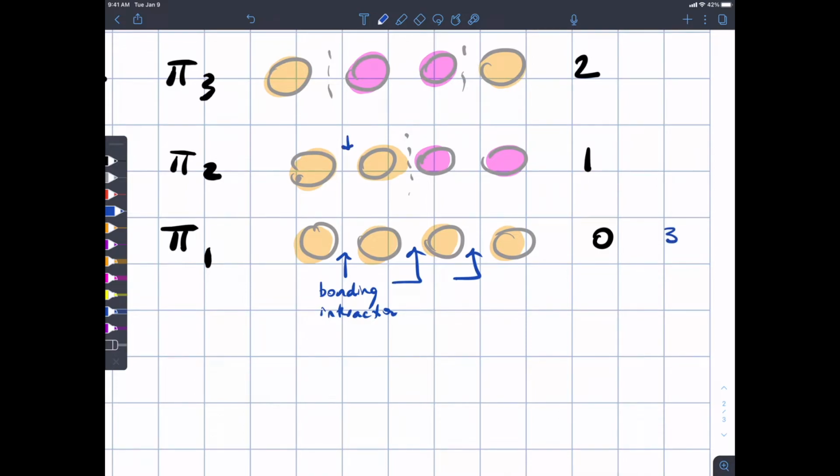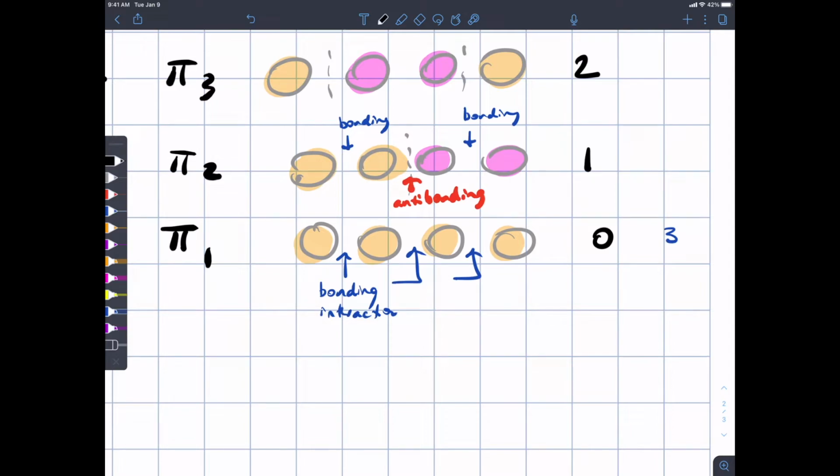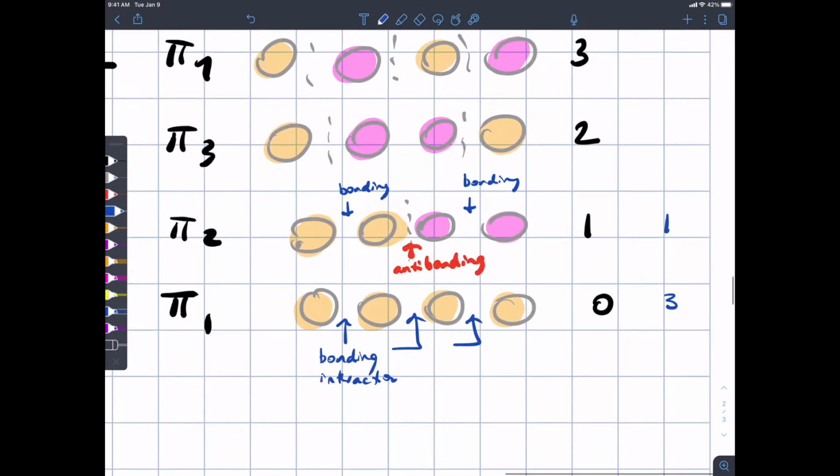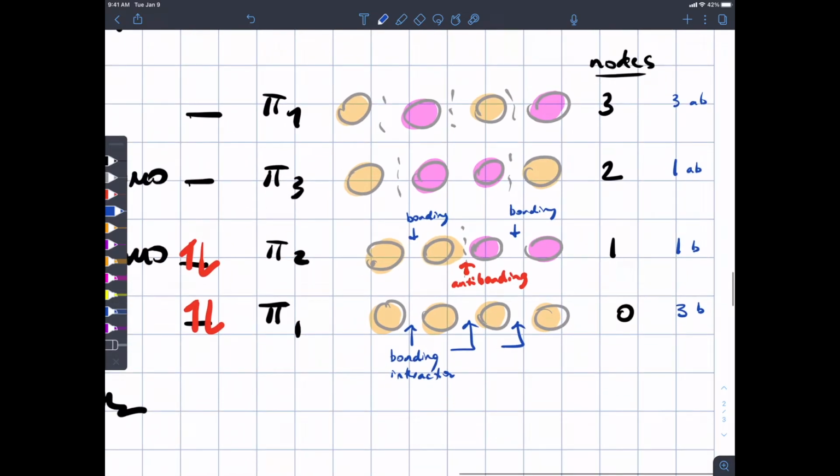In the next orbital, you have 2 bonding interactions, but you have 1 anti-bonding interaction because you have a place in between the 2 atoms where the wave function sign goes to 0. And so overall, we have a net 1 bonding interaction. And similarly here, we have 1 anti-bonding interaction. And then up on top, we have 3 anti-bonding interactions. This is another way of counting the nodes, but it gives you a sense for stability, because the more bonding interactions you have, the more stable something should be. All right?